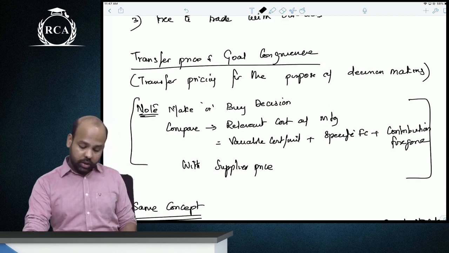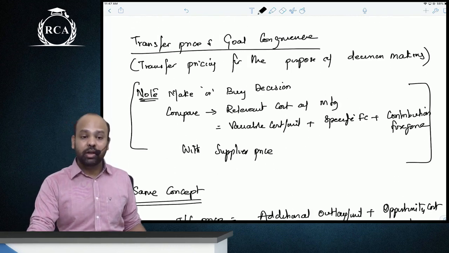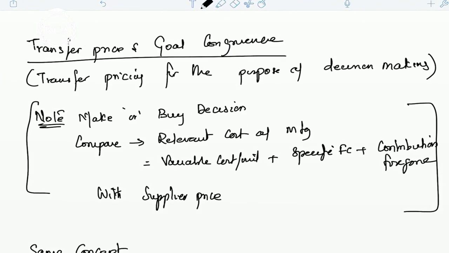All of you better copy this: transfer pricing and goal congruence.